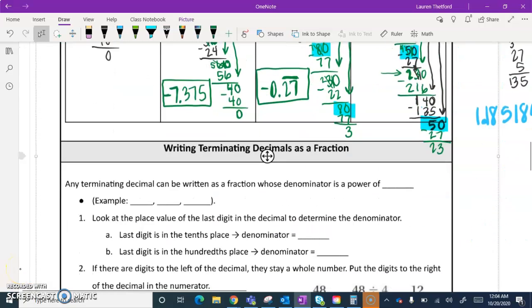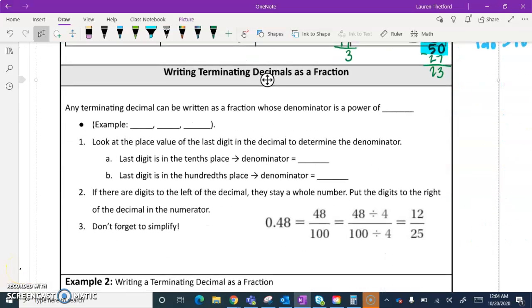So let's move on to writing terminating decimals as fractions. This is a little bit easier than writing fractions as decimals. Any terminating decimal can be written as a fraction whose denominator is a power of 10. For example, we have 10, 100, 1000, and so on.